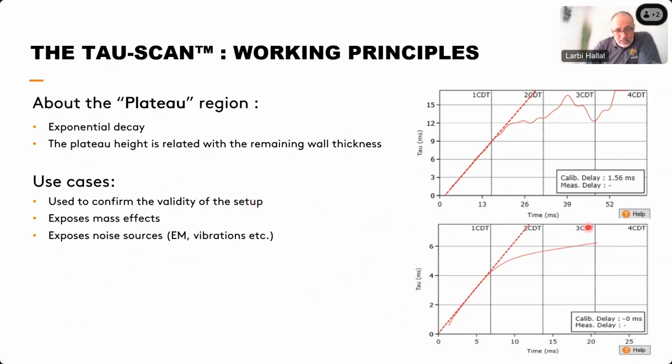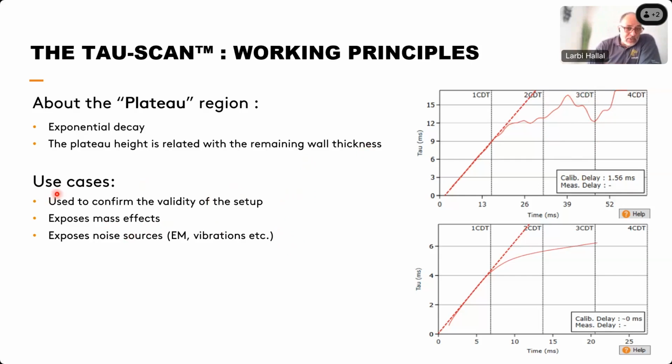And looking here at this region, over 2 CDT, as you can see on the top and on the bottom, it will just expose mass effect if you are close to a nozzle, a flange, if you have metallic structure around your probe, around your component. That's where you will see it, and knowing the context of the inspection, you can avoid false calls. But also, if you have some noise sources, electromagnetic noise or mechanical vibration, for example, it will generate noise, as you can see, for example, on the top illustration. So all this will help you improve your analysis.